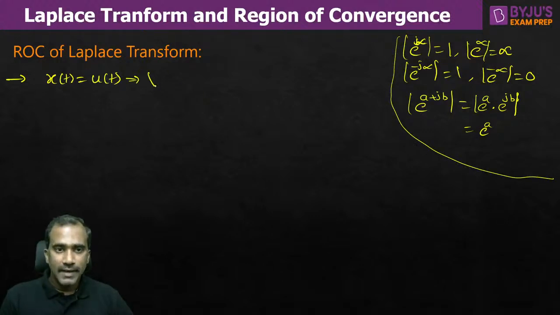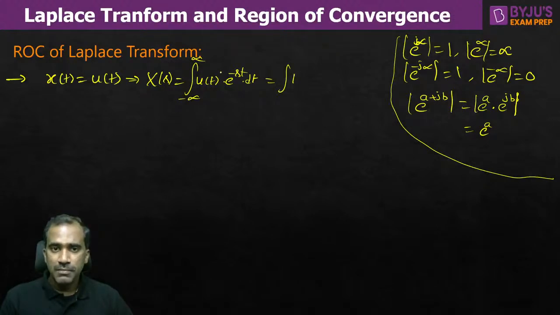So this implies X(s) is equal to the integration of u(t) times e^(-st) dt, with limits from minus infinity to plus infinity. Since u(t) exists only for positive time, the equation of u(t) is 1 only for values of time from 0 to infinity. For other values of time, the equation is 0. So this is equal to minus 1 by s into e^(-st), limits from 0 to infinity.